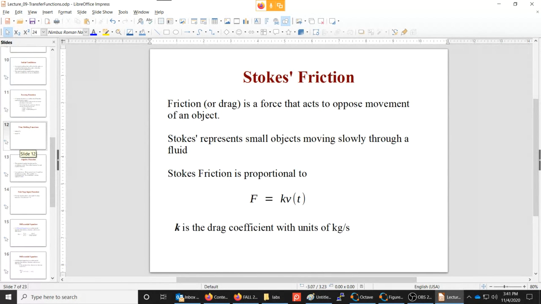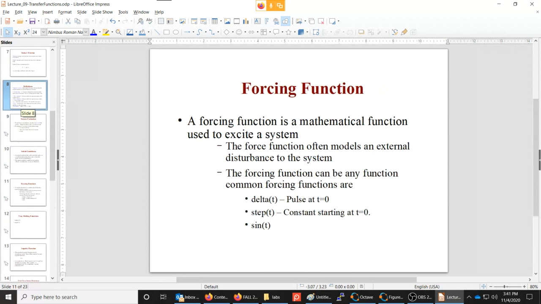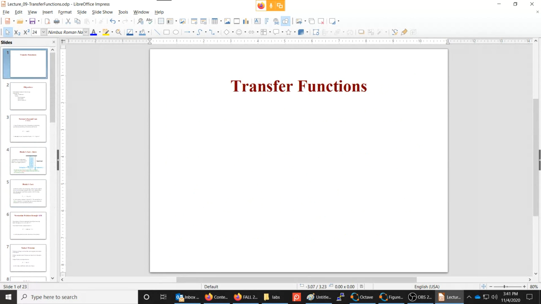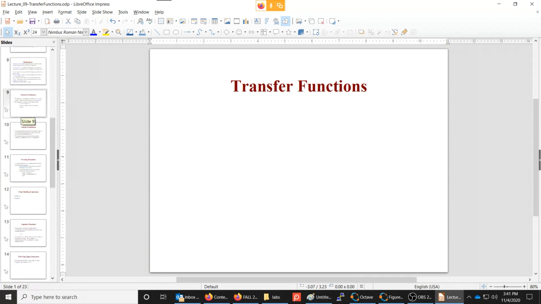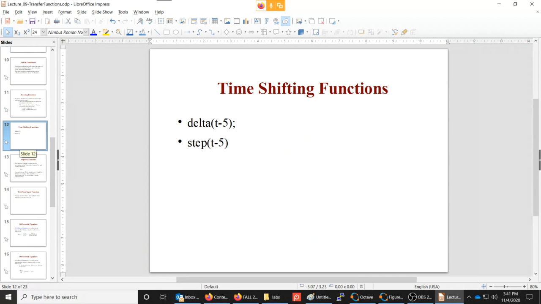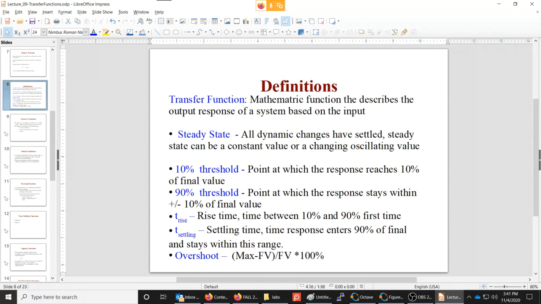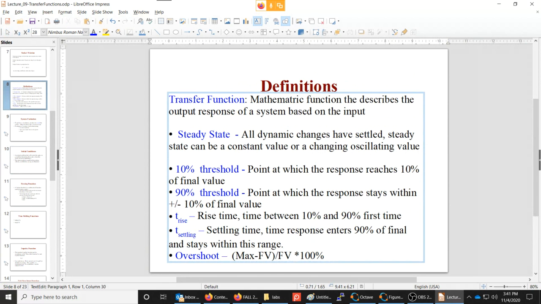Okay, so what we're going to do is build a transfer function. Where does it start here? Actually, I guess the first slide here was just titled transfer functions. So a transfer function is a mathematical function that describes the output response of a system based on an input.